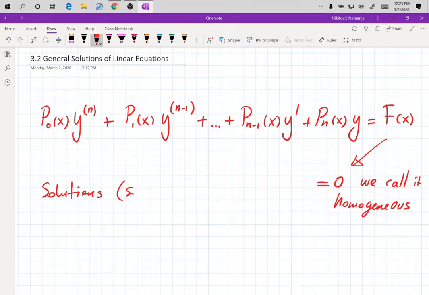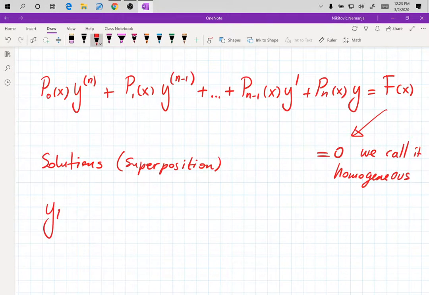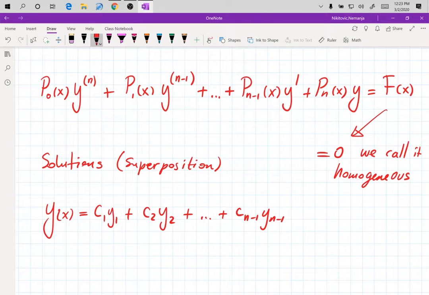I'm going to say again superposition, which simply means a linear combination of all of these, so the solution y of x or y of t is going to be c1 y1 plus c2 y2 plus dot dot dot plus c n minus 1 y n minus 1 plus cn yn.